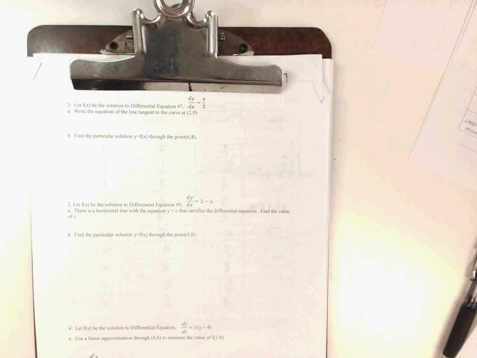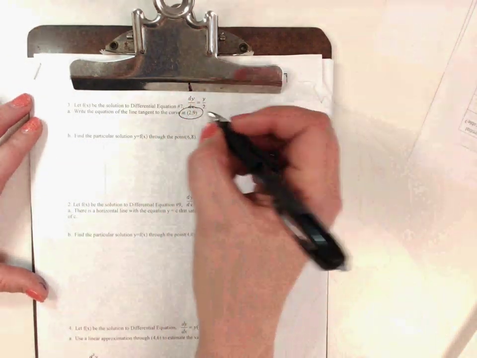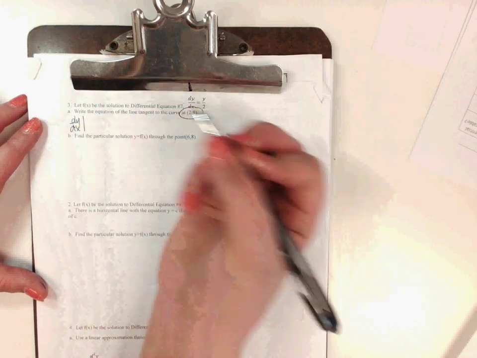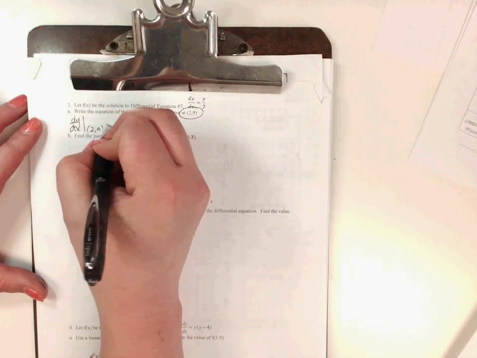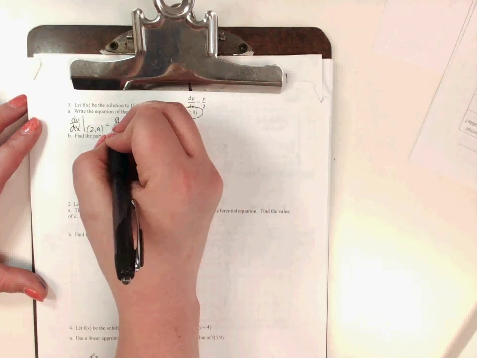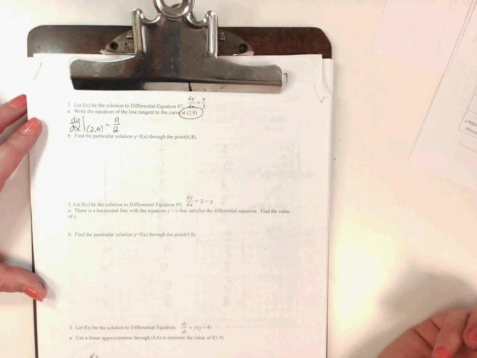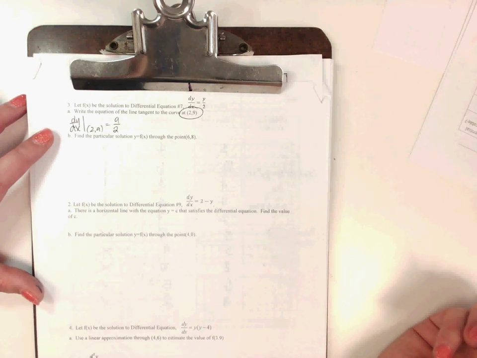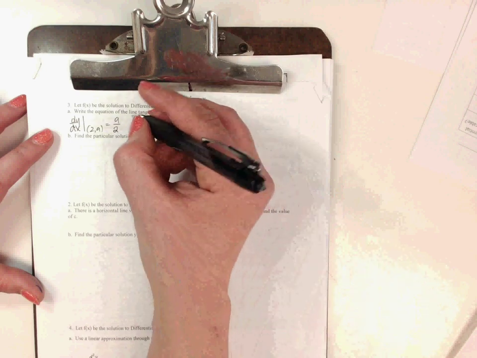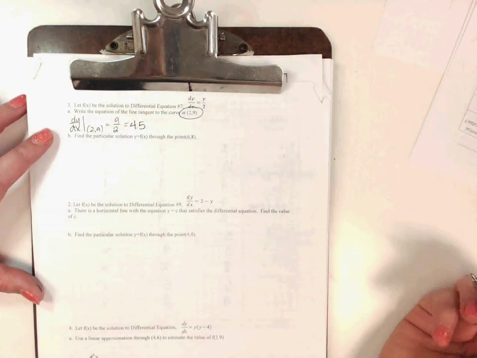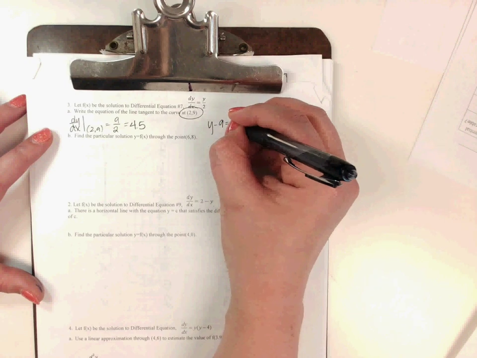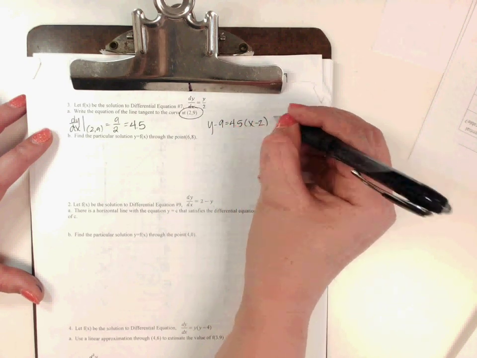Let's do number 3. Write an equation of the line tangent to the curve. What two things do you need? Okay, what do I have? What do I need? So I'll do dy dx at (2, 9). Y is 9, so it'd be 9 over 2, which is 4.5. Then I'm ready to write the equation of the tangent line: y minus 9 equals 4.5 times x minus 2. Done.